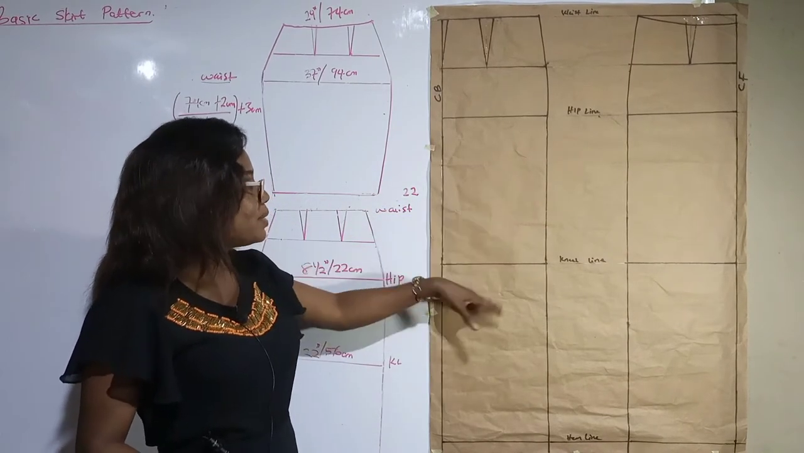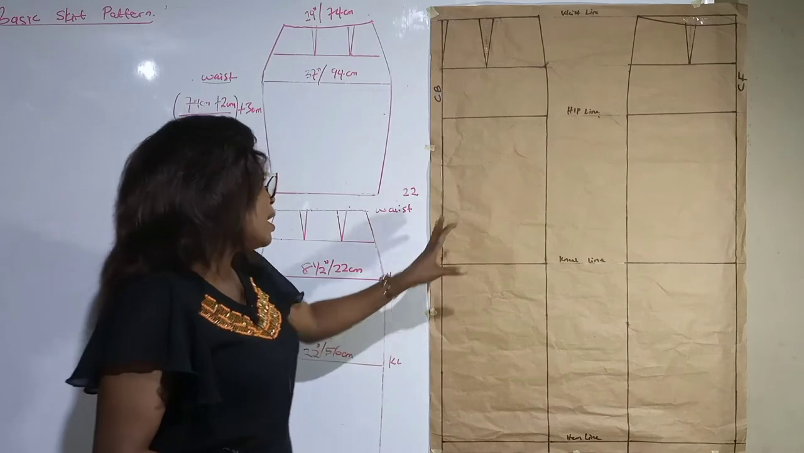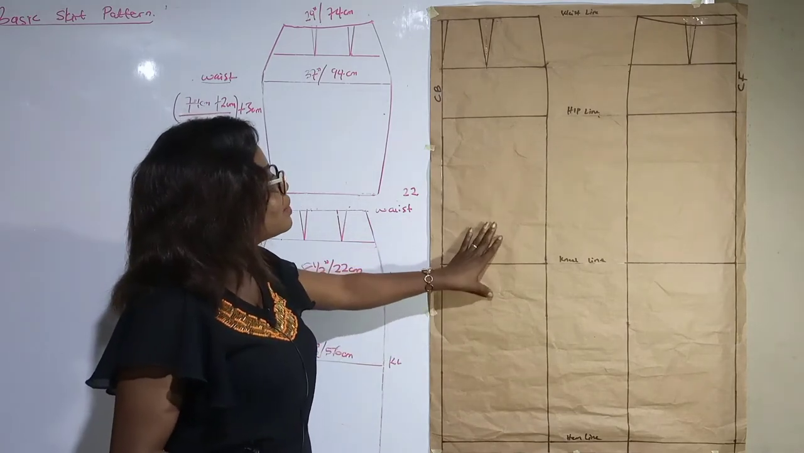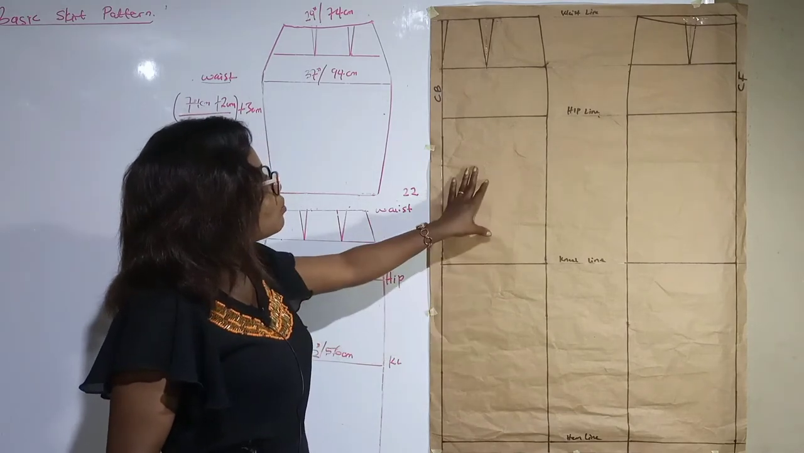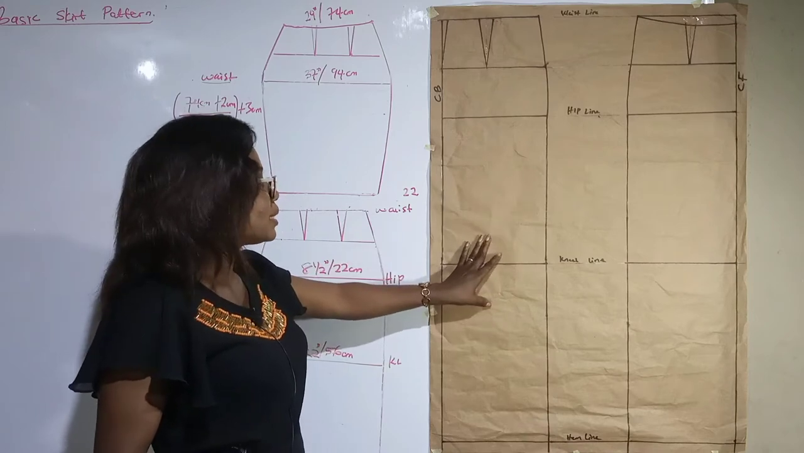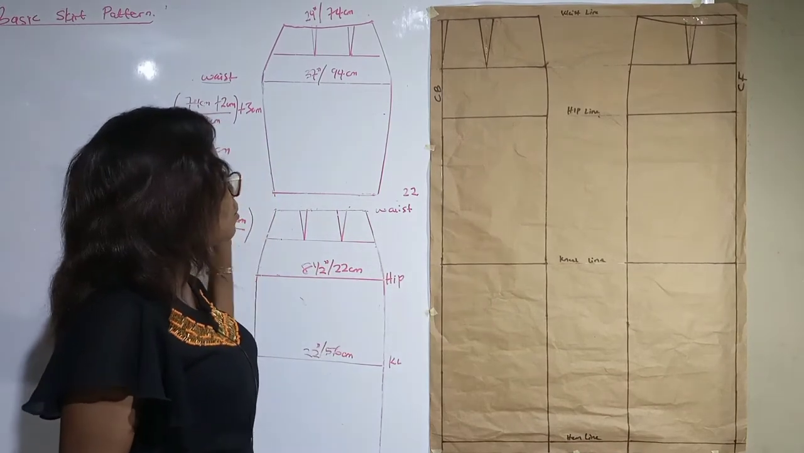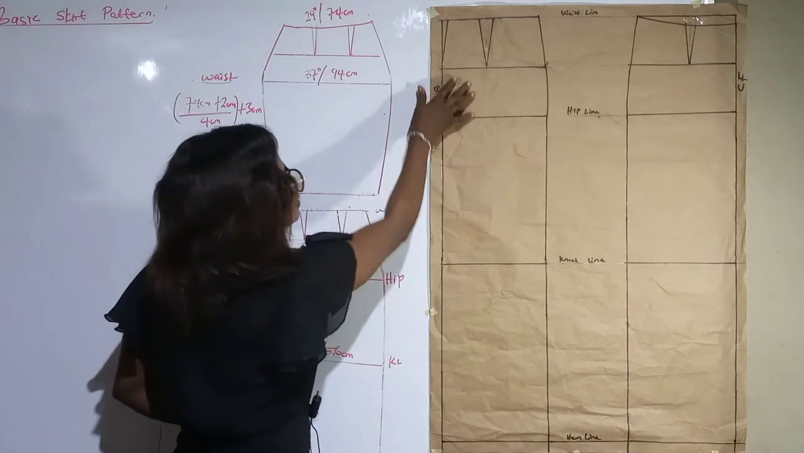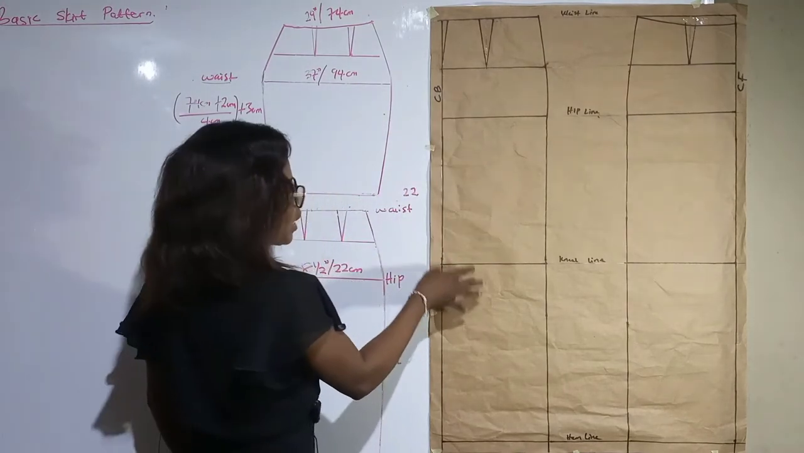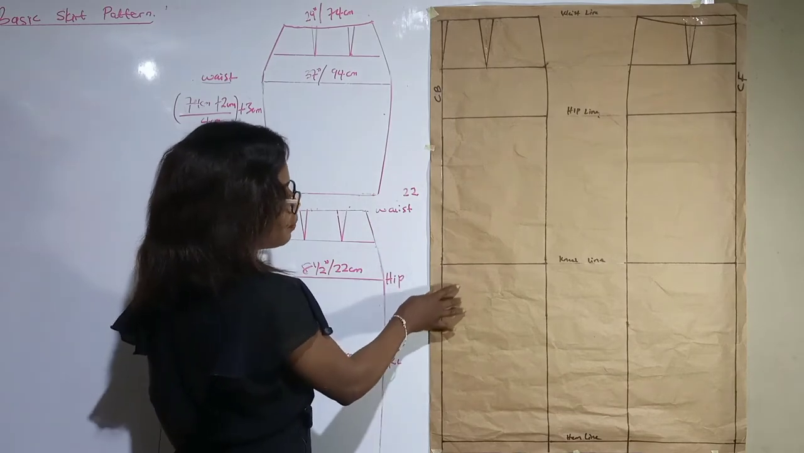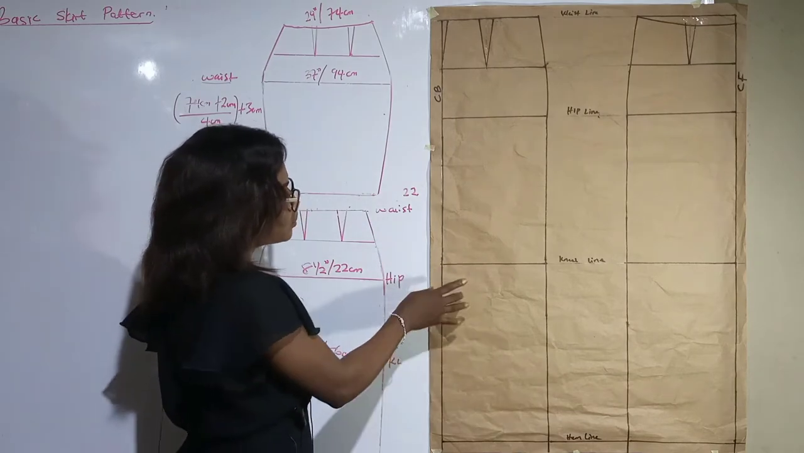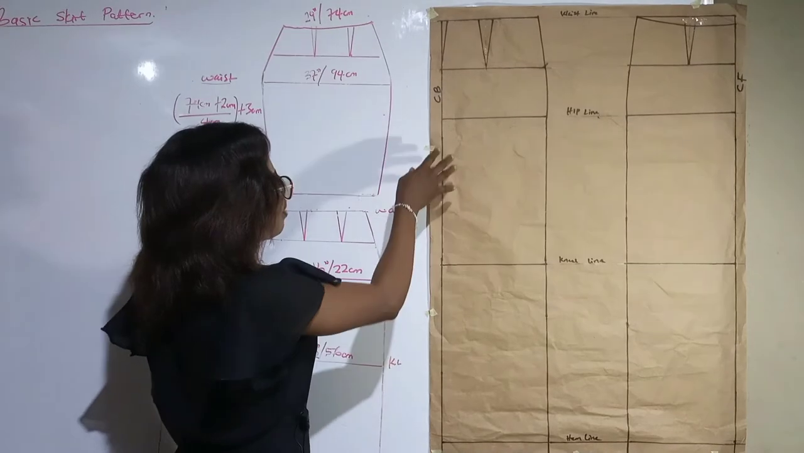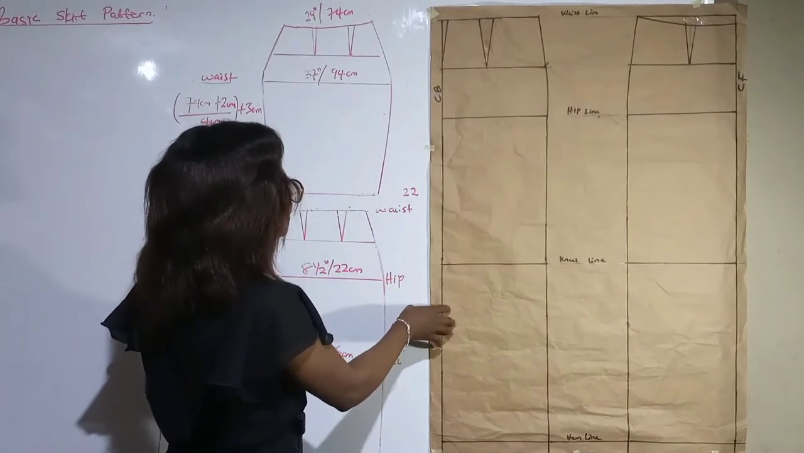The template can be a paper. This is an already drafted pattern. I just want you to see what it looks like. I will still draft another one for you now on the board. This is what the basic sketch pattern looks like. If you are going to do your own on a brown paper, I prefer you do it on a brown paper.